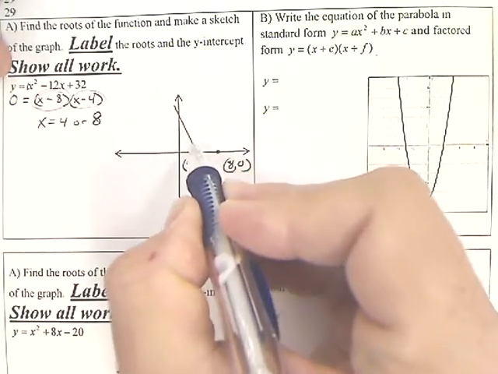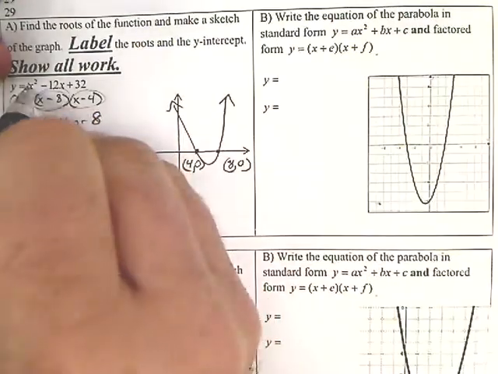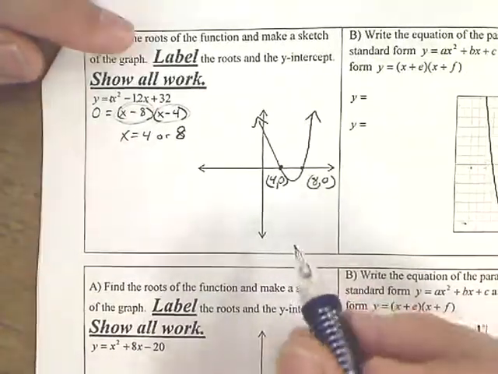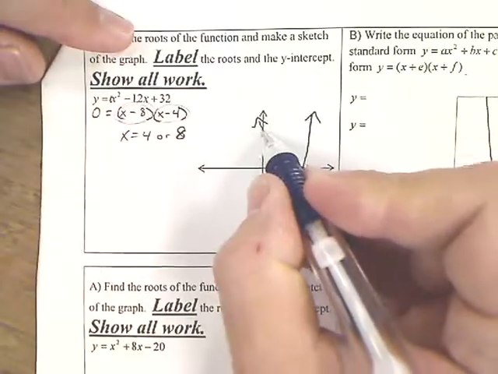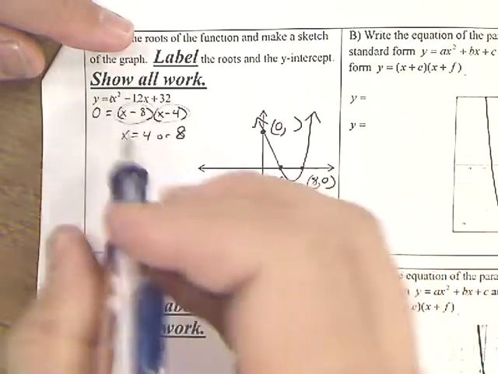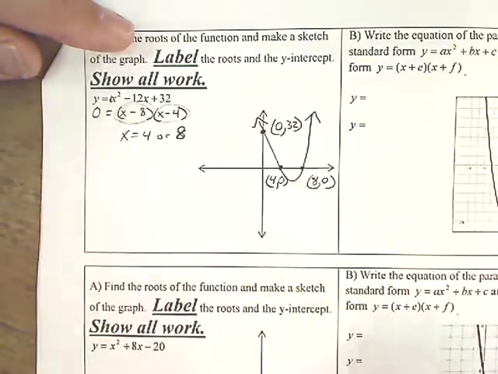And I know it's a right side up parabola because it's a positive x squared. See, there's a positive in front of that x squared. Okay. And then how do I find the y-intercept? I know x is 0 every single time. Plug in 0, 0, and I get 32 for my y.